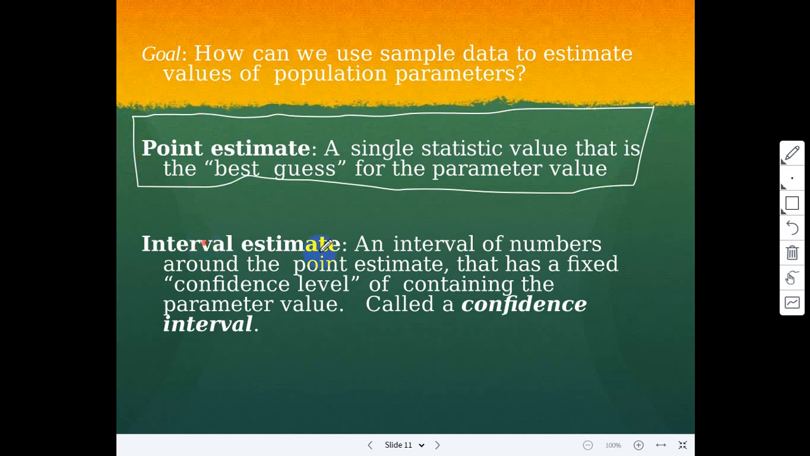An interval estimate is a range of numbers around the point estimate that has a fixed confidence level of containing the parameter value, called a confidence interval. So look at this. Now what we have is the confidence interval. What does it mean?